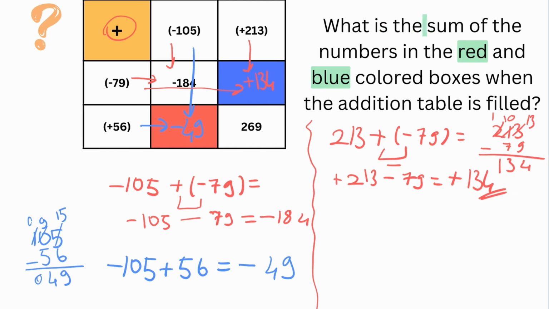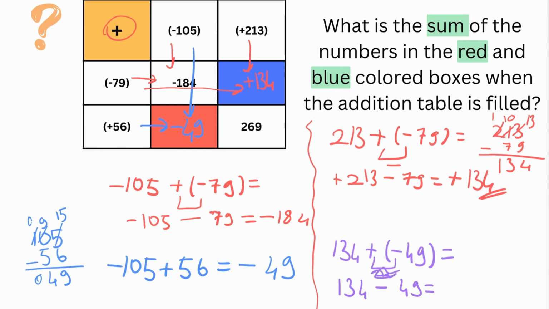The question is asking what is the sum of the two numbers. So let's add them up. 134 plus negative 49 will equal, positive times negative will give us negative, so 134 minus 49. Sign of the largest, and then subtract them.